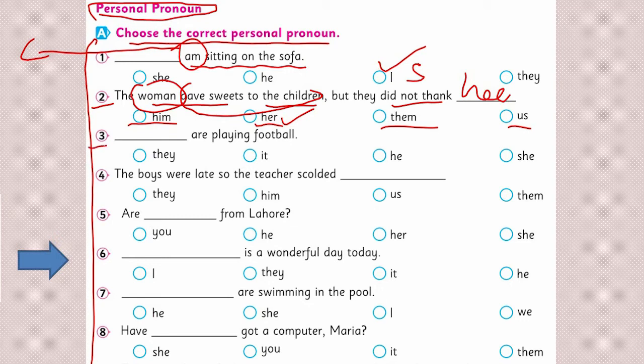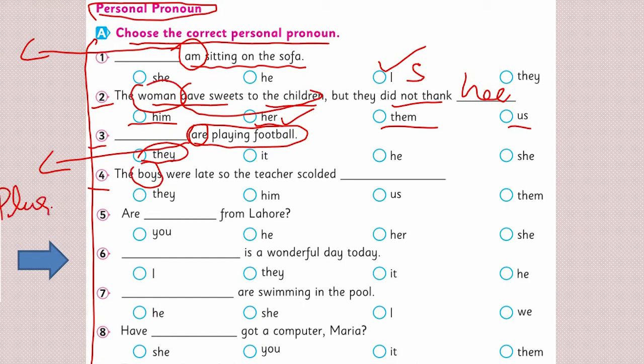Look at the third one. Are playing football. Here, are represents the plural pronoun here. There are many. So, we will choose they here. They are playing football. Look at the fourth one. The boys were late. So, the teacher scolded. Here, the boys are plural here. So, what will we choose? The boys are subject here. So, the object will be, yes, them here. The boys were late. So, the teacher scolded them.